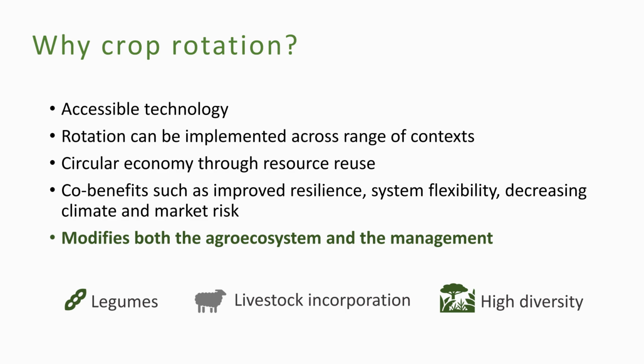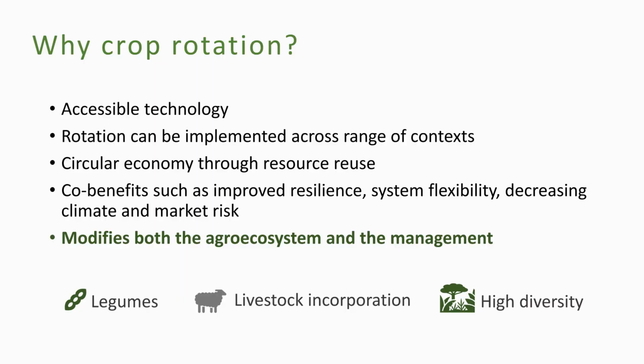And then just some examples of how rotations are used. For example, using legumes in your system. If you can use a legume to fix nitrogen through the symbiosis with rhizobia, then you don't have to apply as much nitrogen. So that's a direct link of how rotation can impact the way you manage all your other phases.